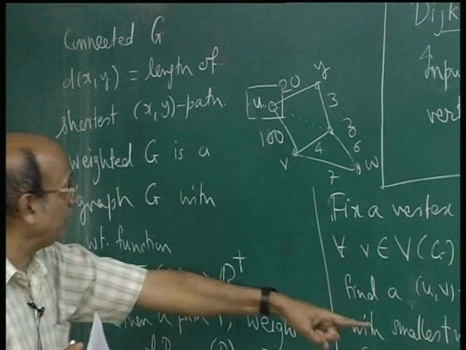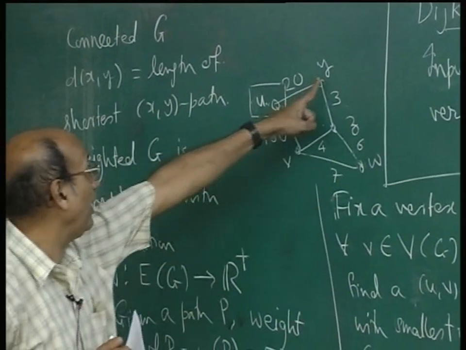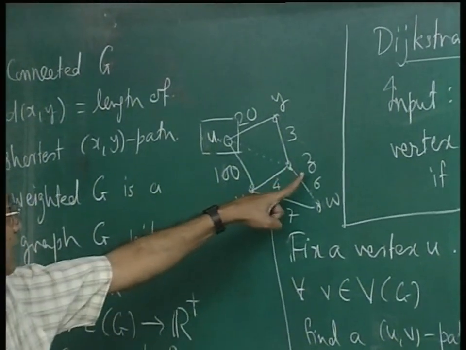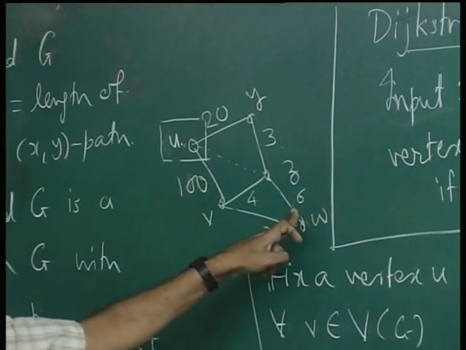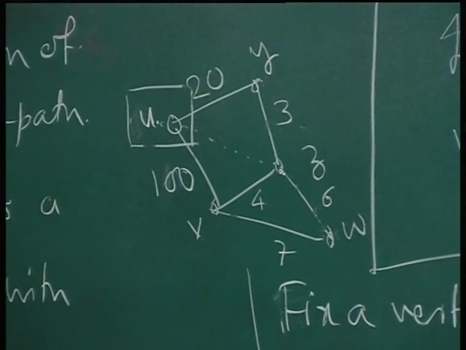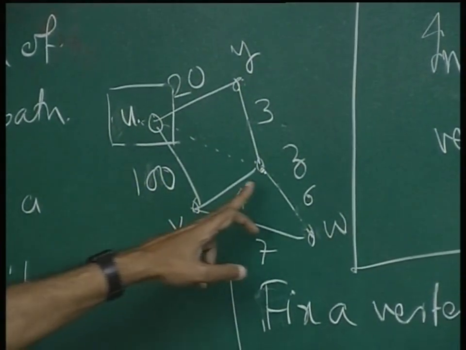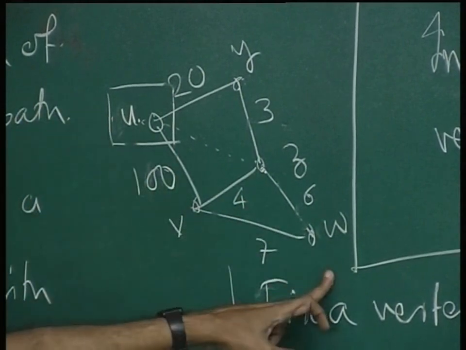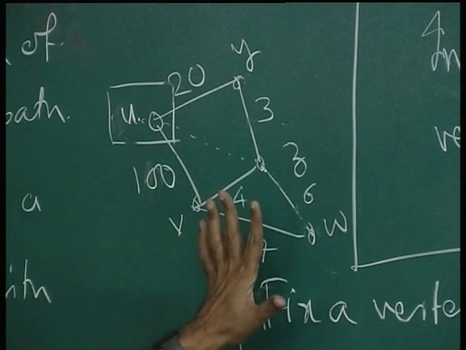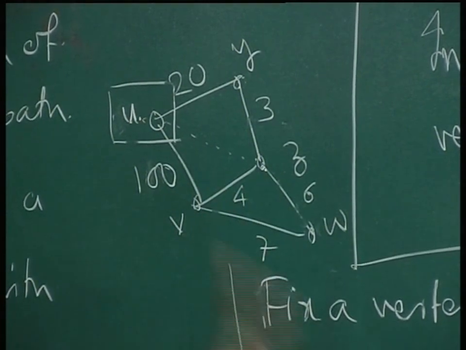It will then determine the tentative distances. For y, it is 20. For v, it is 100. For z, it is infinity. Is that clear? It is infinity just because so far you have not approached z at all. And for w also, because u and w are not adjacent, it's also infinity. Is that clear? So that's what will happen at the initial stage.